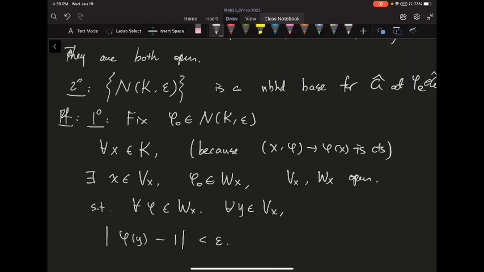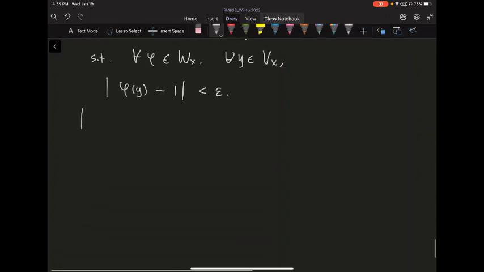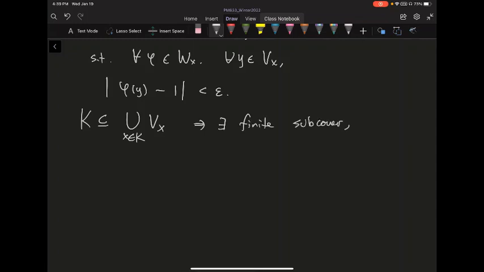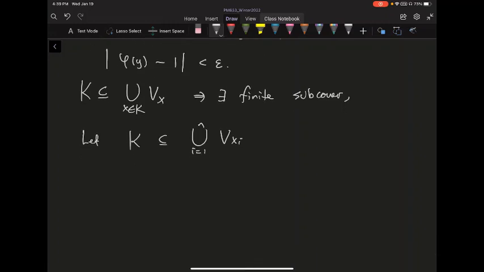Now, K is compact, so you do the standard trick. K is compact and is contained in the union of all the Vx, x inside K, so there exists a finite subcover. Let's call it x1 up to xn. So K is contained in the union of Vxi, where i goes from 1 to n. It fixes finitely many of them. Let W be the intersection of the corresponding Wxi, i from 1 to n.